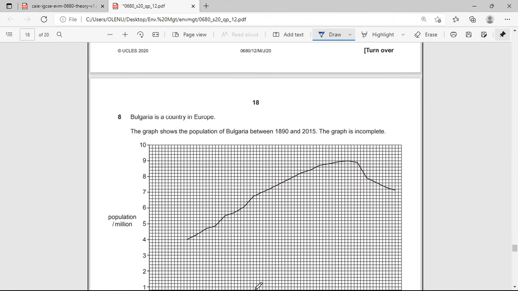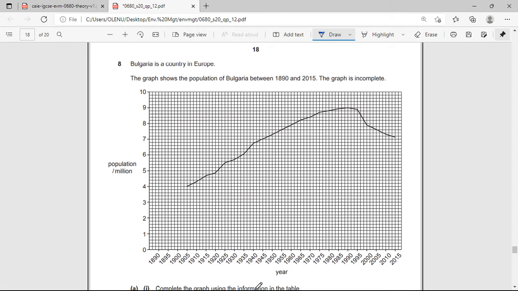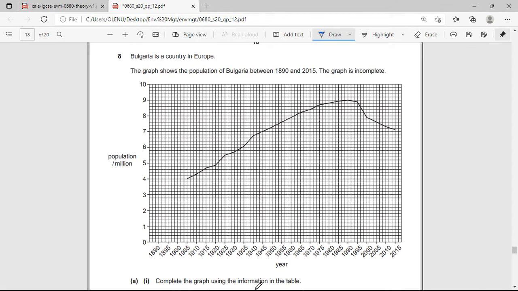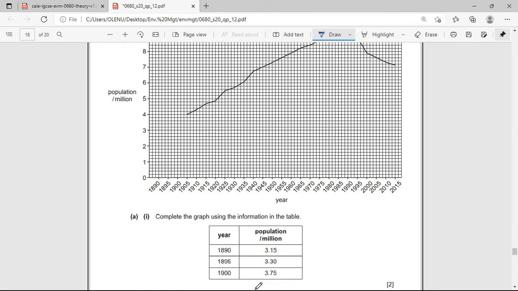Now Bulgaria is a country in Europe. The graph shows the population of Bulgaria between 1890 and 2015. The graph is incomplete, so the first question is for us to complete it. Complete the graph using the information in the table.